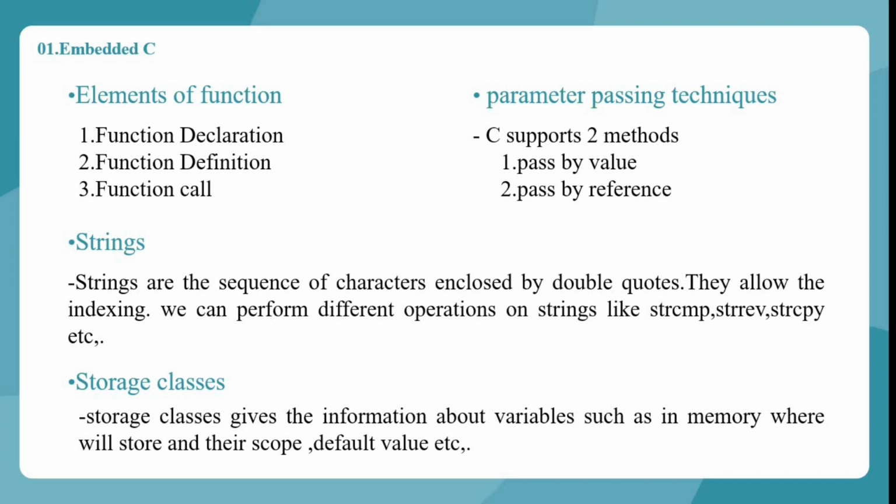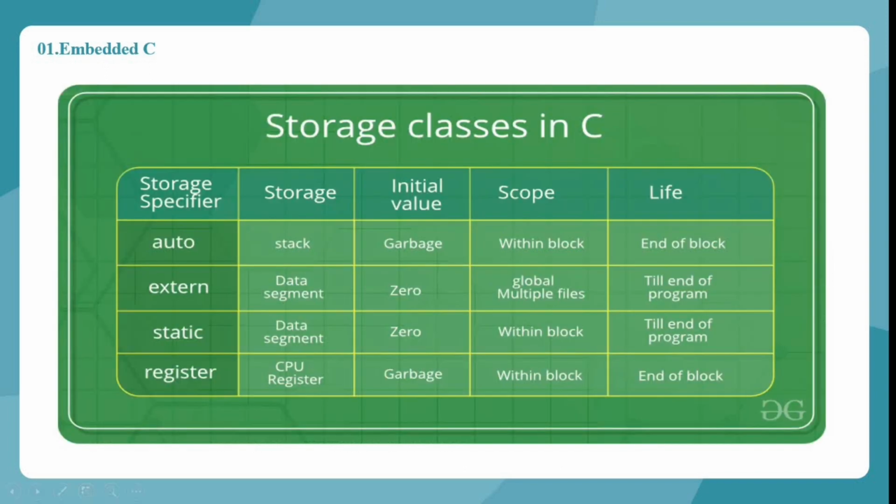Storage classes. Storage classes give information about variables, such as in memory where they will store the data, their scope, their default value, etc. These are the storage classes that the C language supports: auto, extern, static, register. By default, whatever variables we declare within the main function are considered auto.